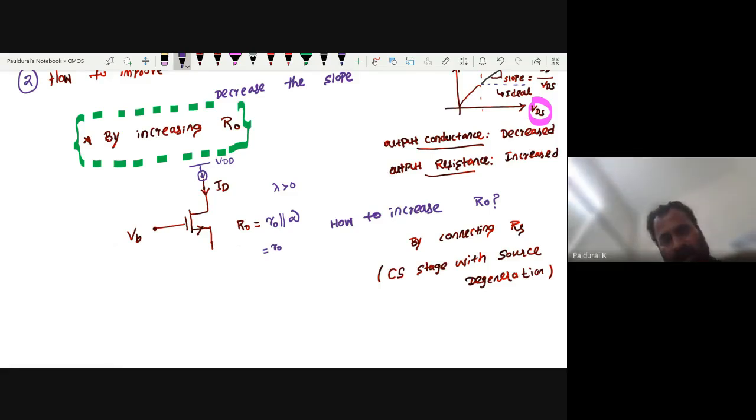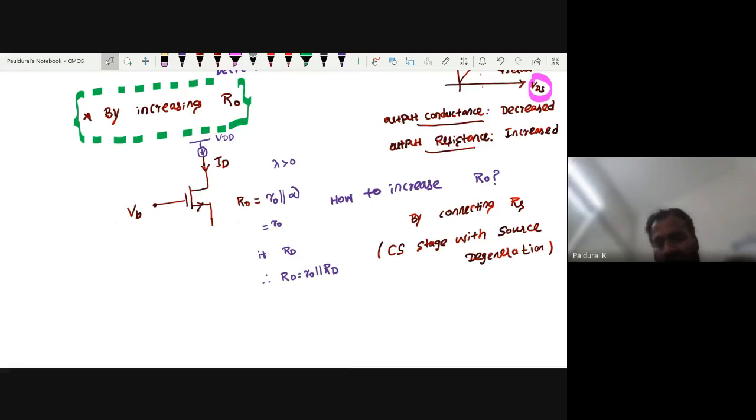Or suppose if we connect RD, the first variant, common source stage with the resistive load, at that time R out equals small R out parallel with RD. And you know the output resistance of the third one, diode connected device, and the fourth one, active load. Now coming to the fifth one.